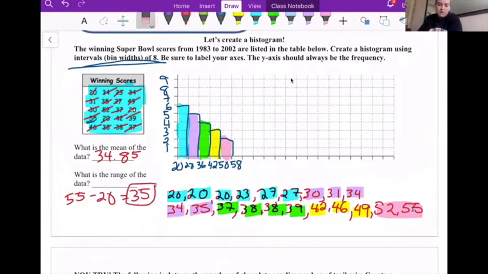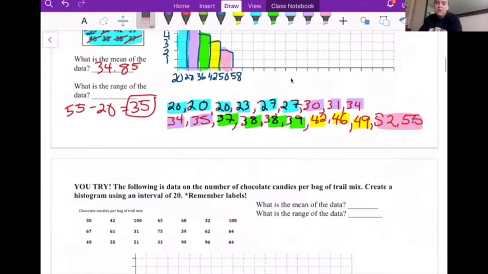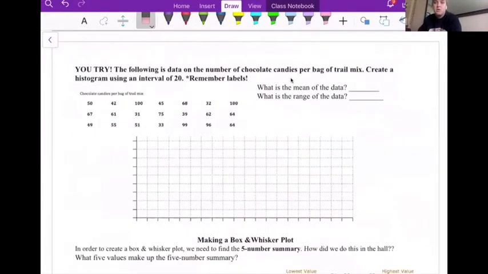Okay, and so then I want you guys to try this one. I will put the answers in this OneNote document so you can look at the answers later on, but I want you guys to go ahead and try this one.